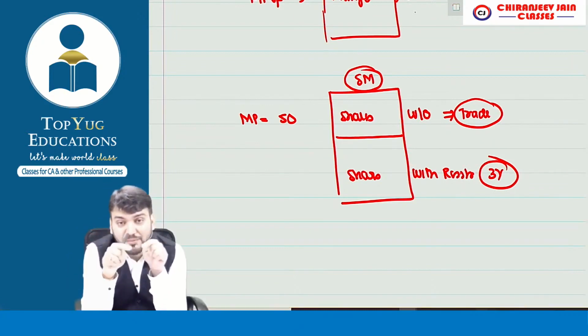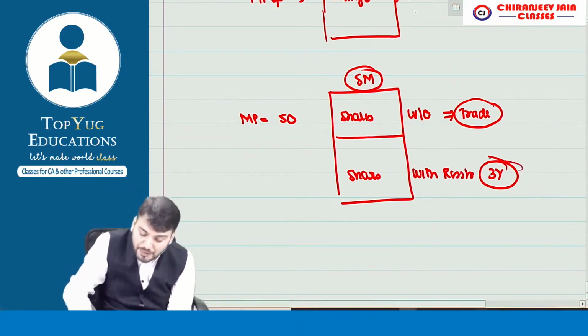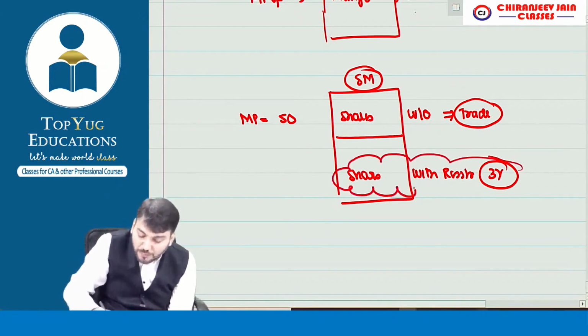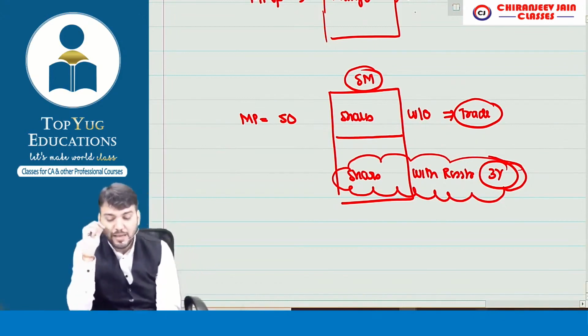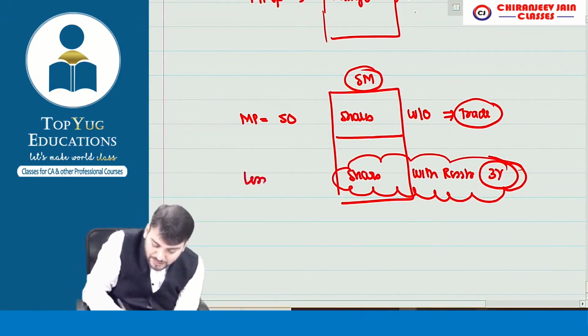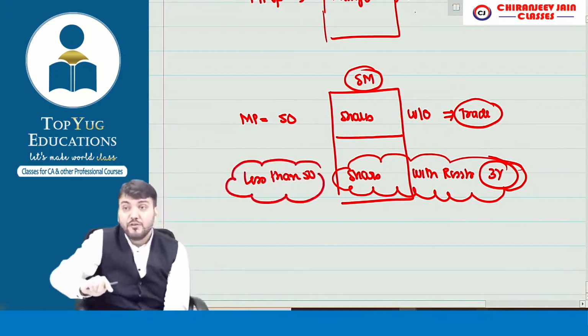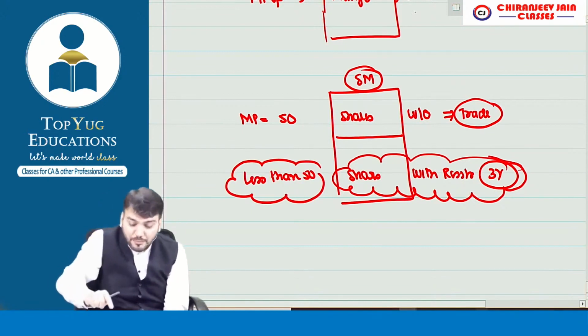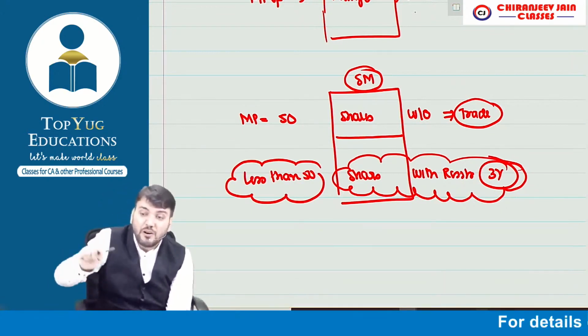Correct. Now I am linking with the mangoes example. In the mango example you said less than 100. Tell me, here the price of these shares with restriction will be less than 50, more than 50, or equal to 50? Everyone respond. It will be less than 50. Very good. It means the value of shares with restriction will always be less than the value of shares without restriction.